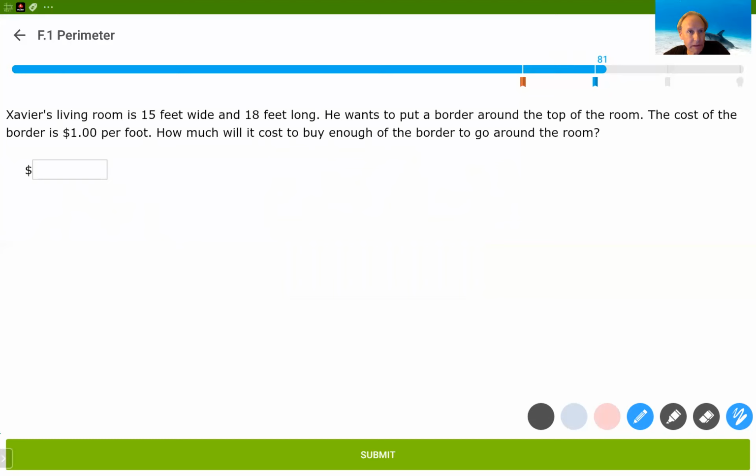Uh, 15 and 18 wants to put a border. Oh, gotta move myself out of the way here. There, that's probably better. There I am.